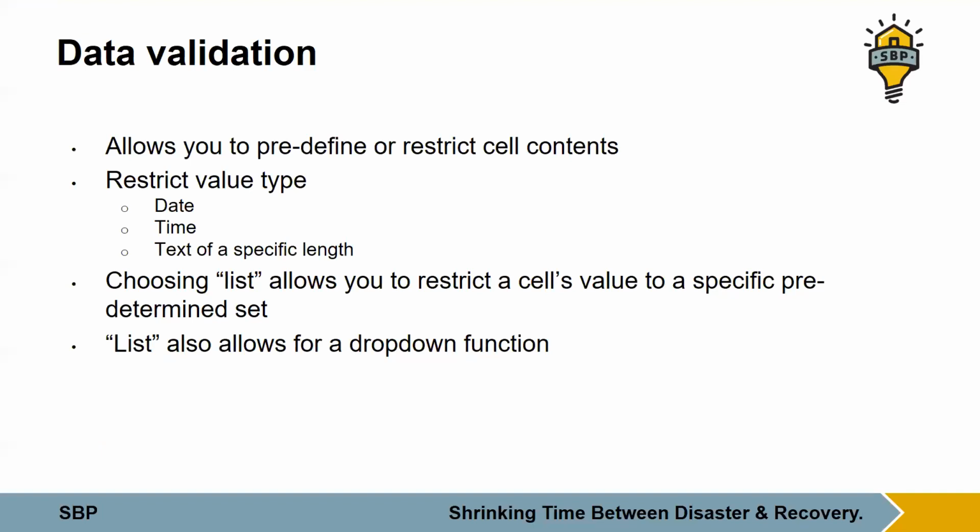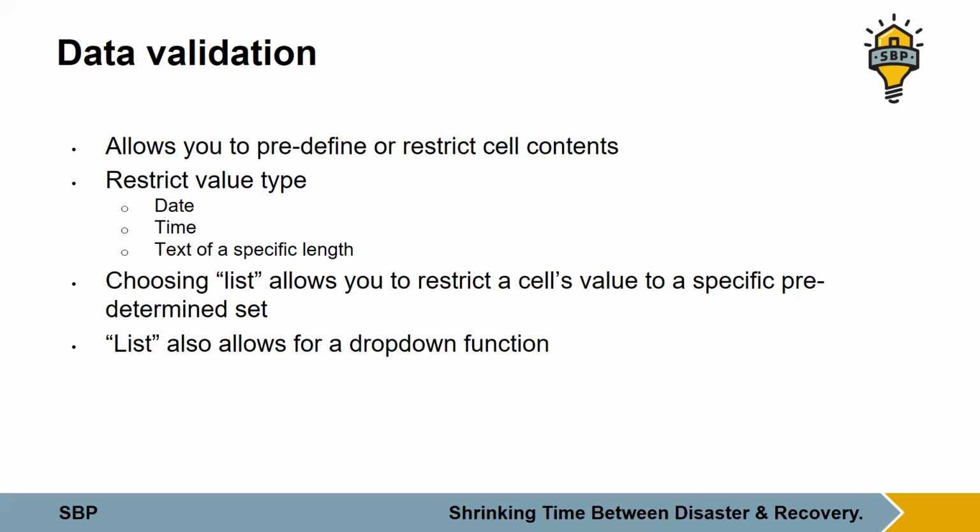So just very briefly, data validation allows you to predefine or restrict cell contents. You can restrict the value type, so you can make it so that only a date could be typed into a cell, or only a time, or only a 5-letter word. That's useful if you have an ID number or something that needs to be a certain length. For instance, people's FEMA IDs are a specific length, or someone's phone number.